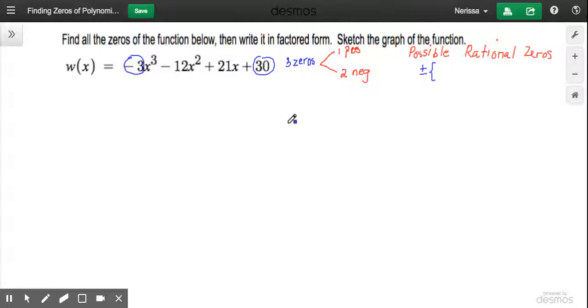So we'll take the constant term, which is 30, and list all the factors of 30. So factors of 30 are 1, 2, 3, 5, 6, 10, 15, 30. And then we will take the leading coefficient, which is 3. We will ignore the sign, negative. We'll just take 3. And we get the factors of 3. And that's going to be 1 and 3.